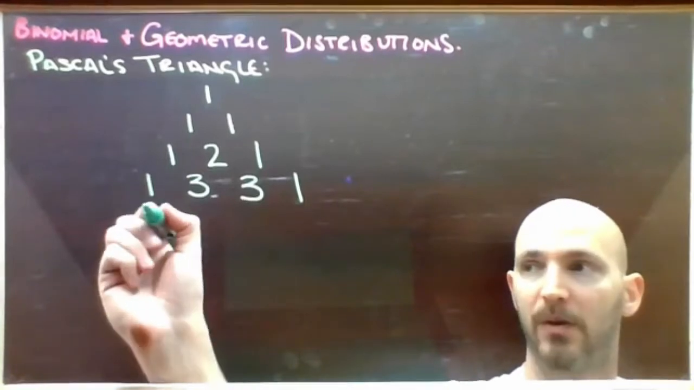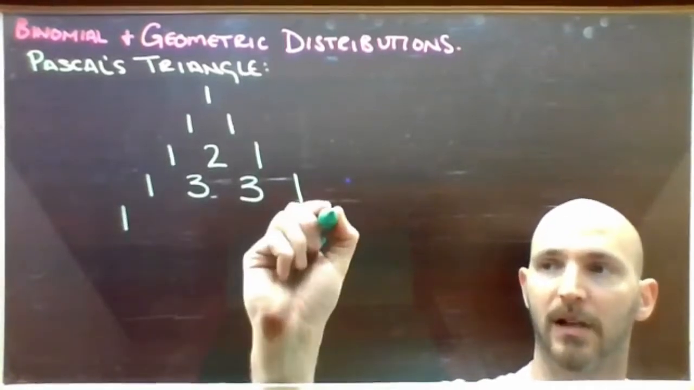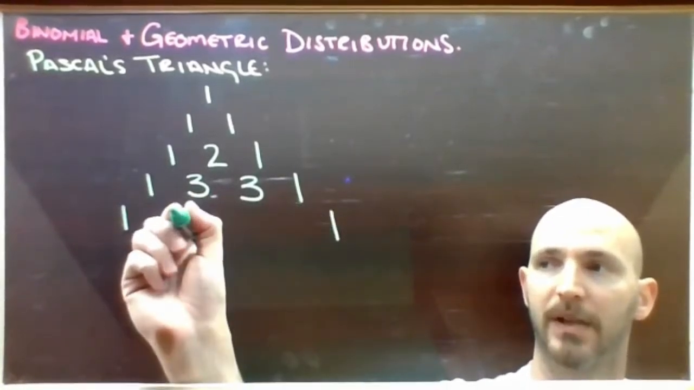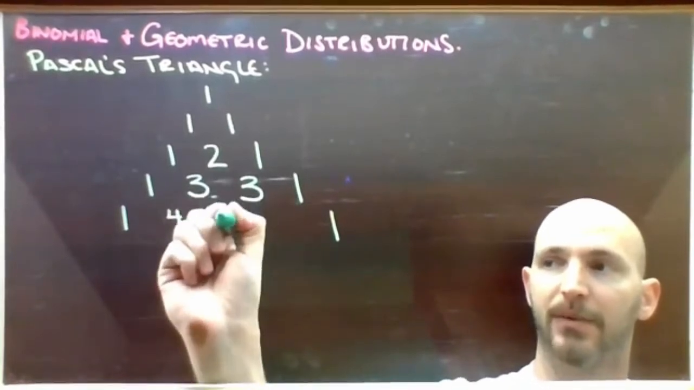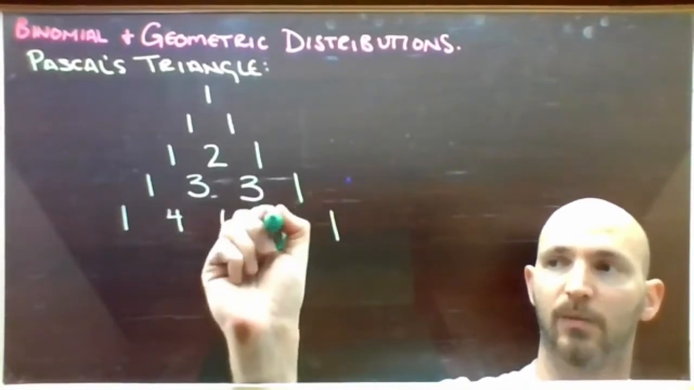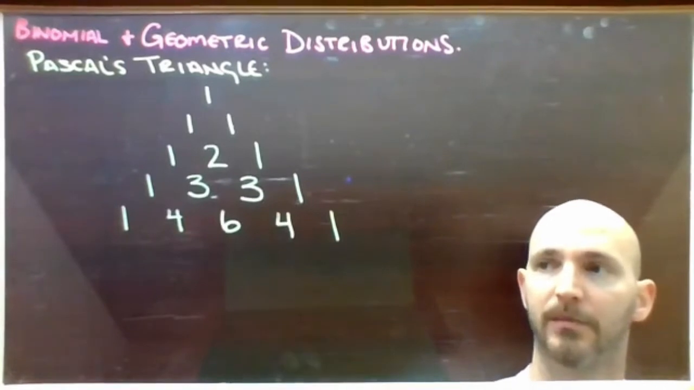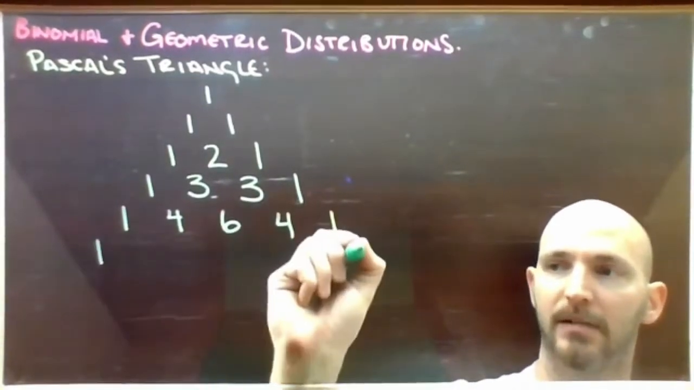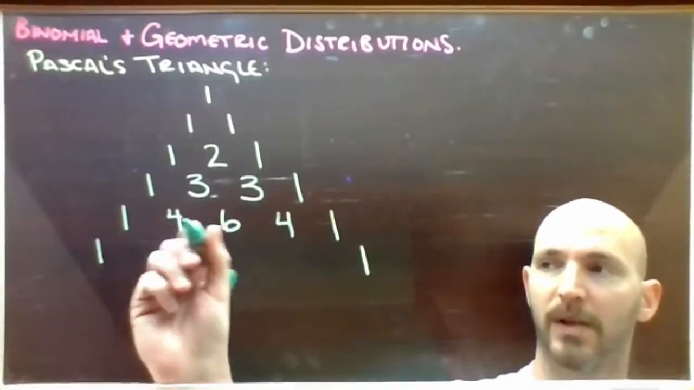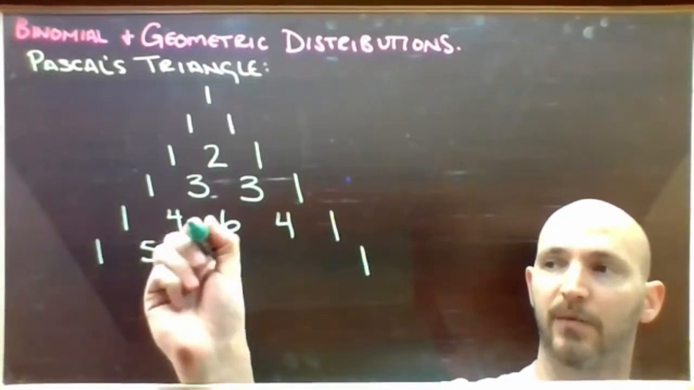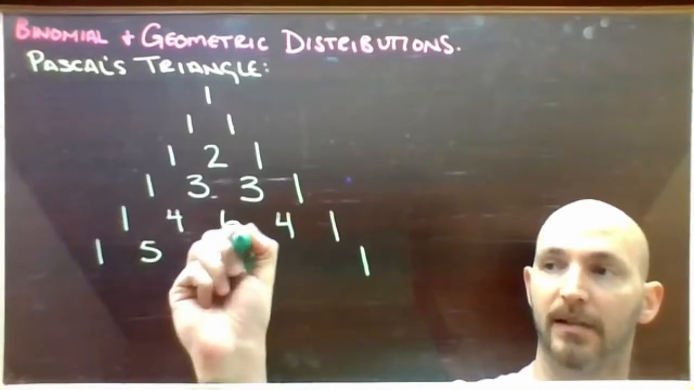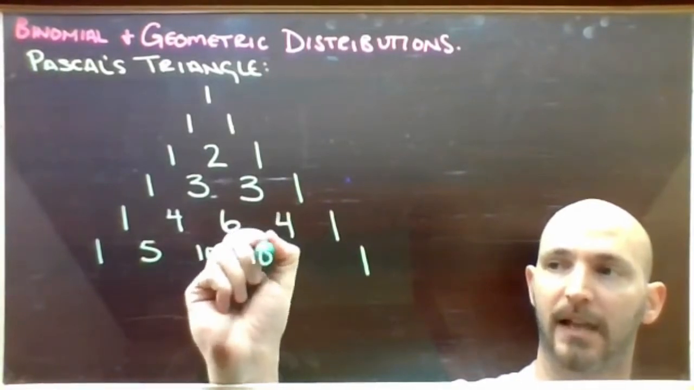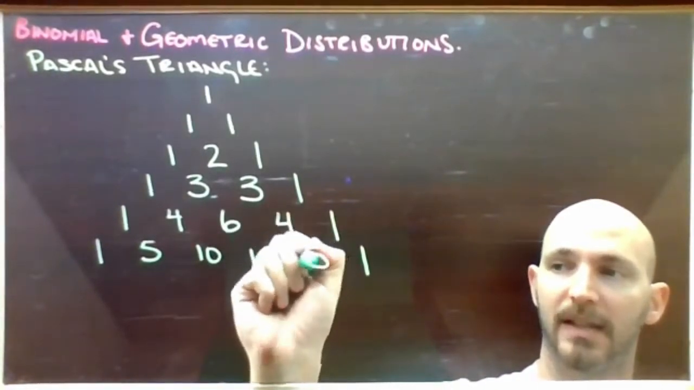If I keep adding rows, a 1 on this side, a 1 on that side, 1 and 3 is 4, 3 and 3 is 6, 3 and 1 is 4. Add another row, 1 on the outside, 1 on the outside, 1 and 4 is 5, 4 and 6 is 10, 6 and 4 is 10, 4 and 1 is 5.